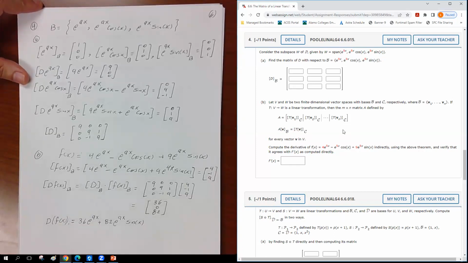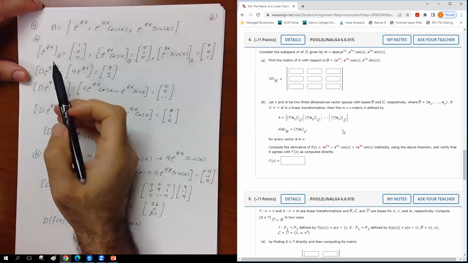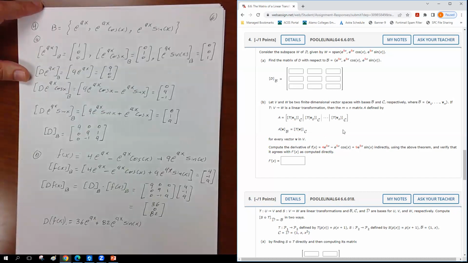Find the matrix D with respect to the base B, which is e to the 9x, e to the 9x cosine x, e to the 9x sine x. And they're telling you the matrix D, it means the derivative. This is the derivative of the matrix, it's not a base D. So that's the difference. So let's check here. And they're telling you this is on B, the condition B. So, okay, let's start with this one by finding the matrix.